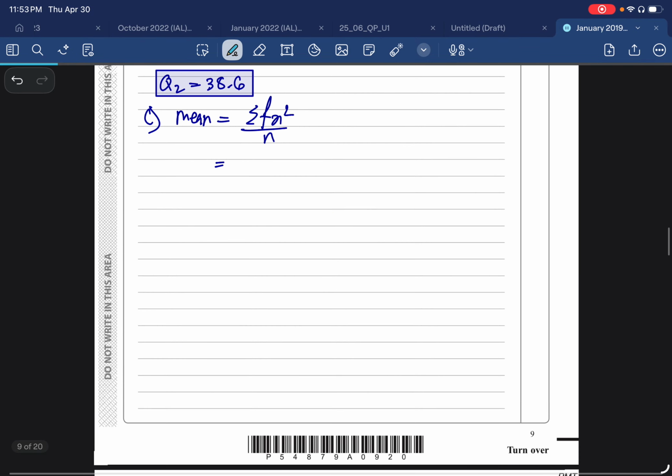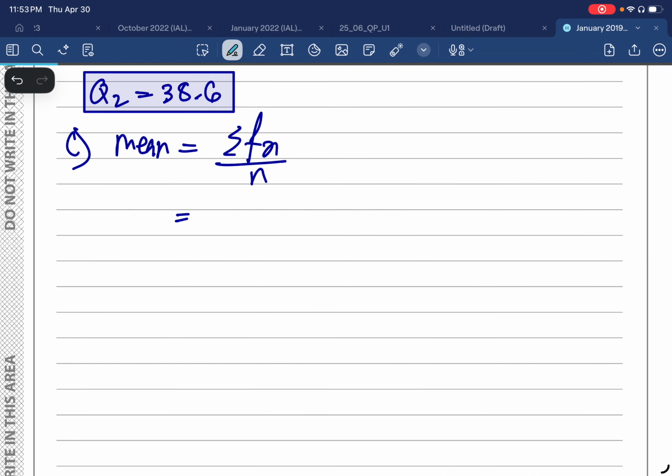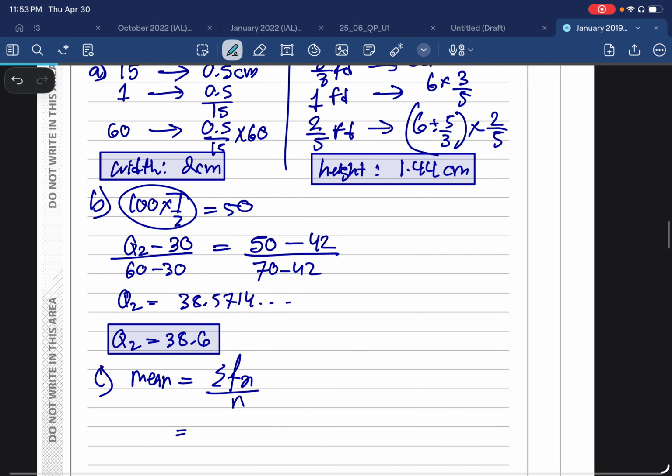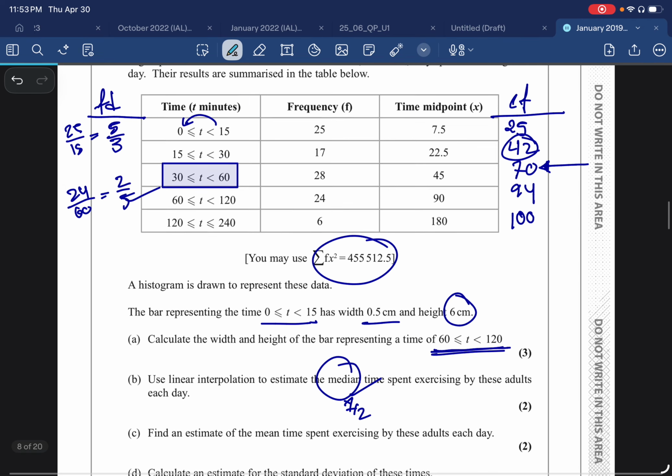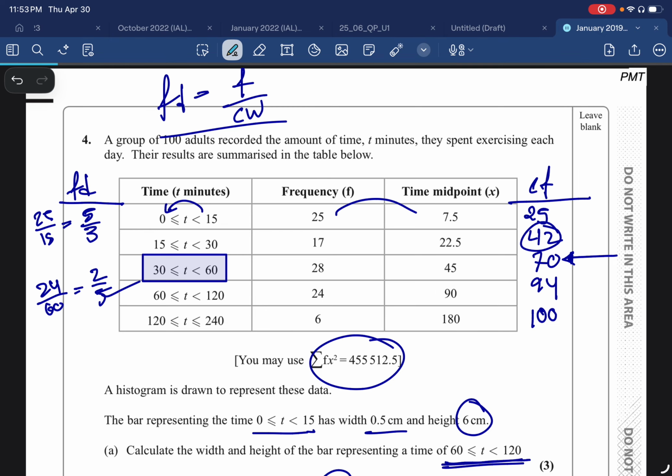No, that's not actually the formula. Sorry, I got it wrong. That's a formula. Fx squared is where you find the standard deviation. We will need that in the next step. I'm sorry, guys. So all we have to do here now is just multiply these. Your midpoint is that, so just multiply these.